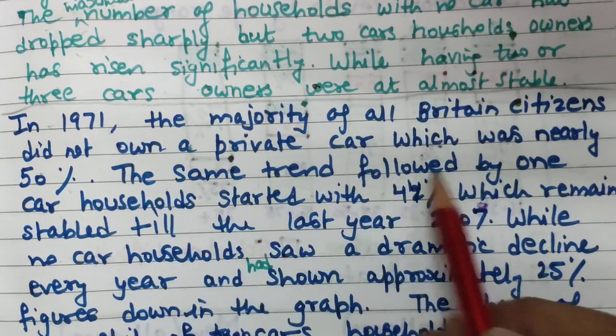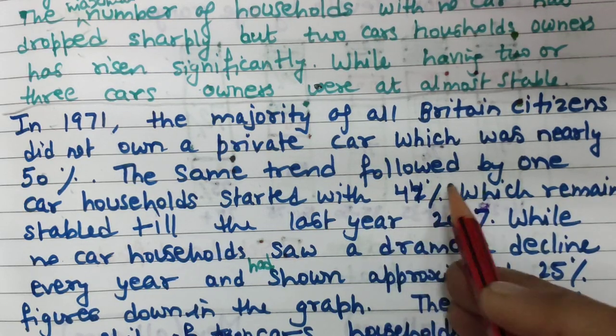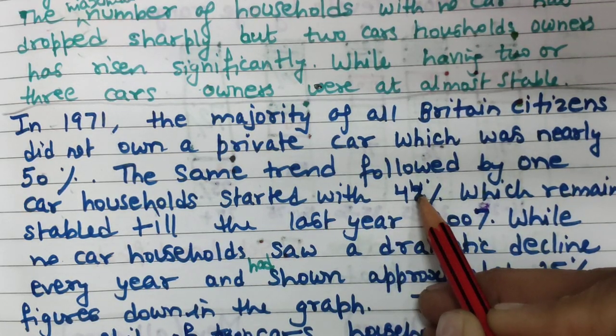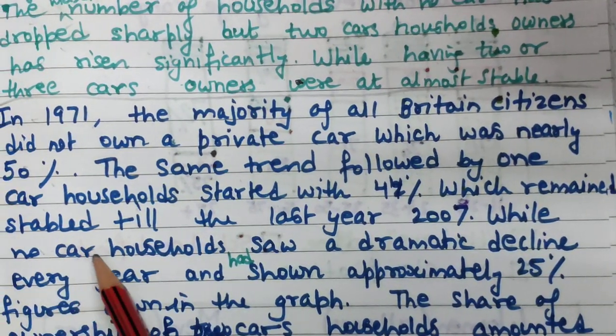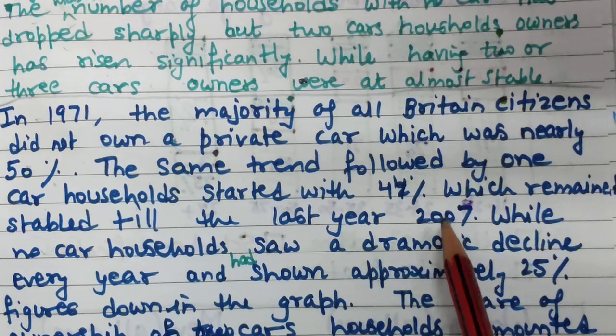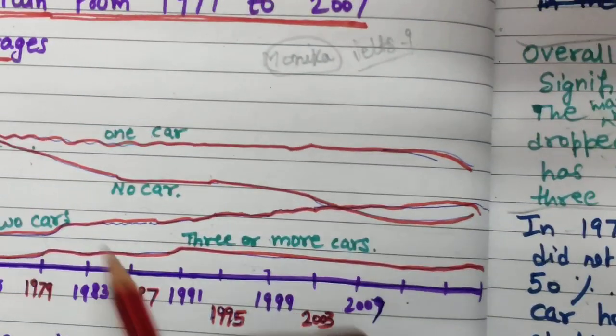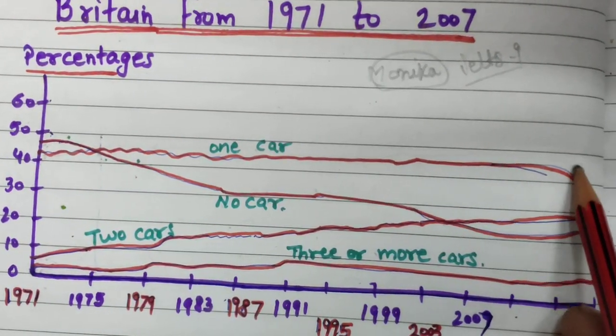The same trend followed by one car households, which started at 44, yeah, less than 45, and remained stable till the last year, 2007. So how is it stable? This line we are talking about, stable till this.